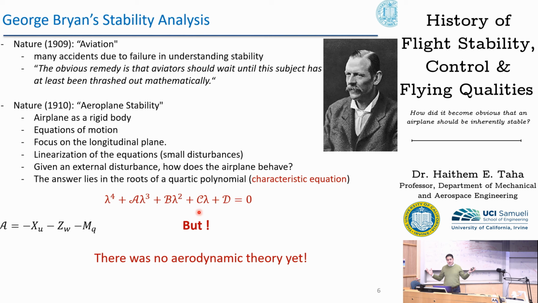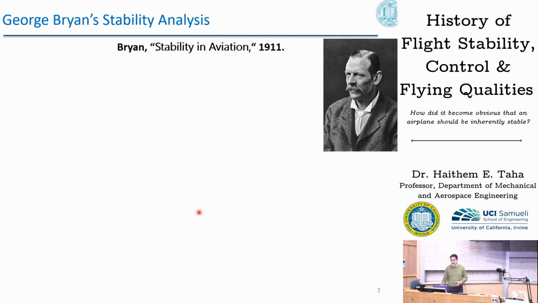So George Bryan lumped all this analysis in a detailed book called Stability in Aviation, 1911, submitted to Nature, and it got declined. So the most foundational work in our domain, in flight stability, that is currently being used in every single aeronautical engineering school throughout the world, every single research and design office throughout the world, this foundational work was declined not once, actually twice.